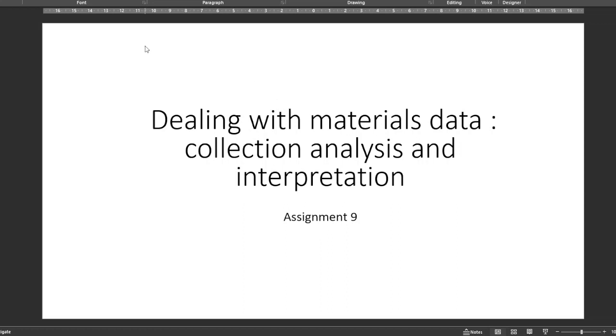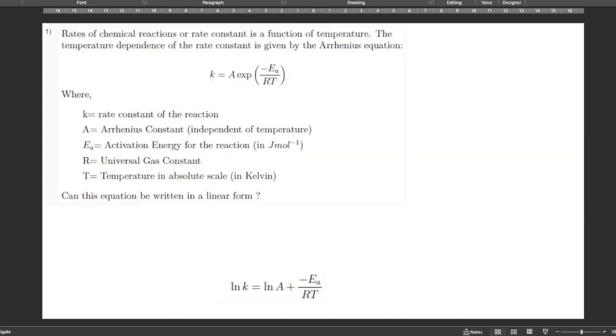Today we are going to discuss assignment number 7 from Dealing with Materials Data: Collection, Analysis and Interpretation. So let's go to the questions directly. The first question is that the rate of a chemical reaction, or rate constant, is a function of temperature. K is the rate constant for the reaction. It is exponentially related to the temperature.